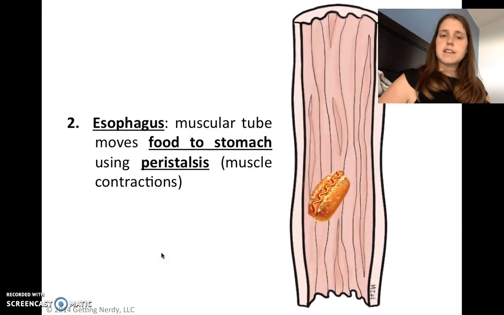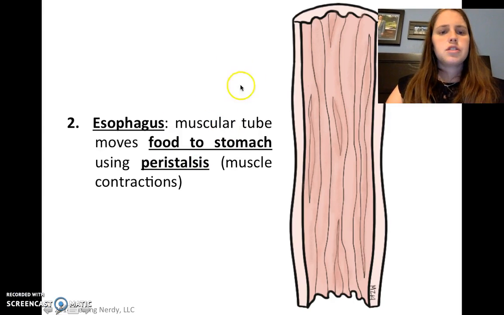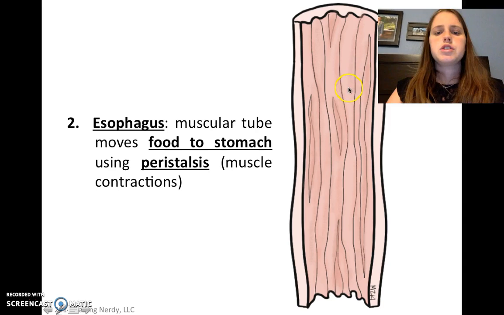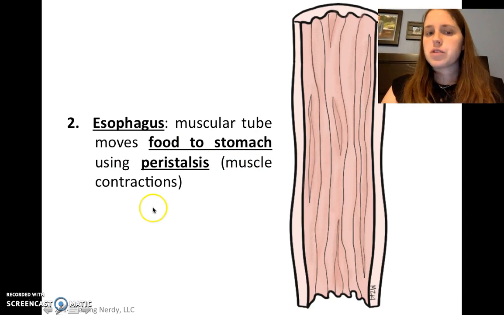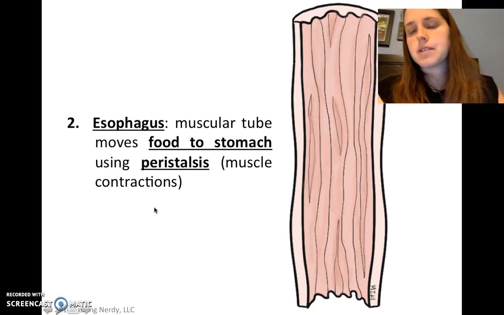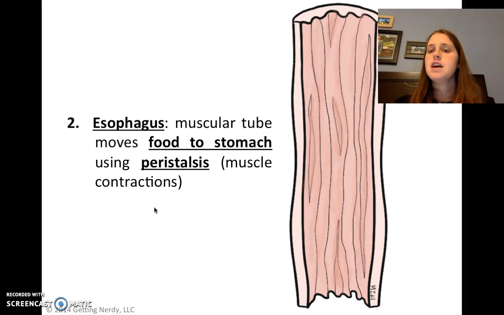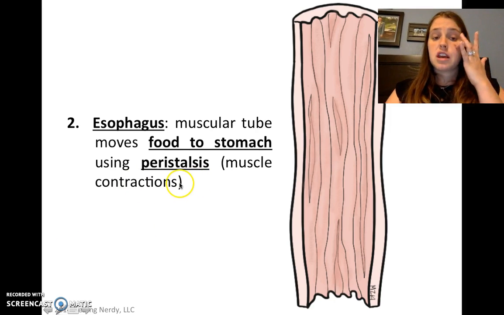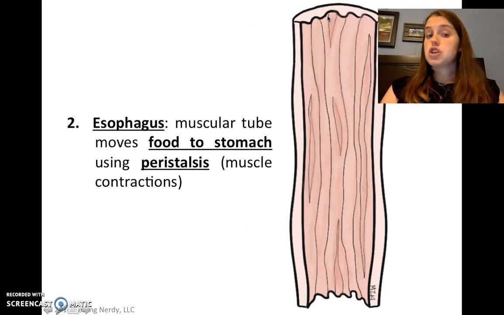The next is your esophagus. This is a muscular tube that moves food to the stomach using peristalsis. Basically, those are muscle contractions. Remember when we talked about the types of muscle, how we have voluntary and involuntary. You don't have to think about moving that food through your esophagus down to your stomach. It just happens naturally. It's peristalsis, muscle contractions of your esophagus that move the food from your throat into your stomach.